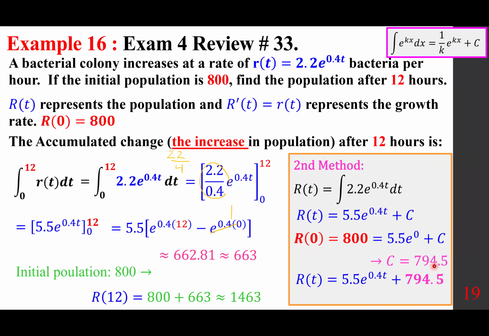And the advantage of that is that if we want the population at 10 hours, 12 hours, 15 hours, 20 hours, just replace the t with the number that you want. In this case, it's 12, and that gives you the same answer. But as I said, they want it at different hours. It can happen.